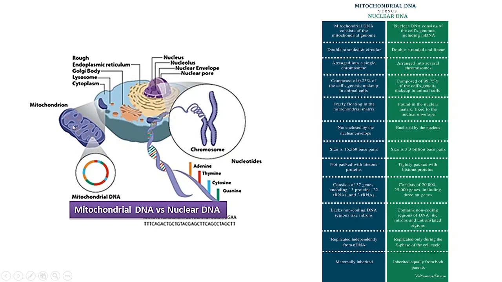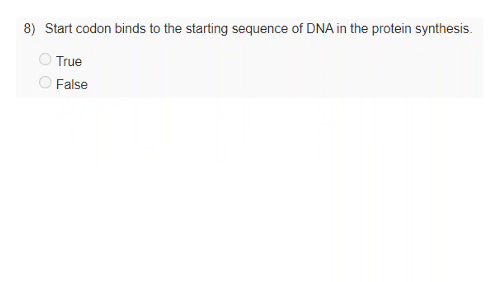And as I said before, scientists were quite amazed to find that this organelle inside the cell has a genetic material of its own. Probably because it used to live independently at some point of time, but now it's a part of the eukaryotic cell. So moving on, start codon, next question.